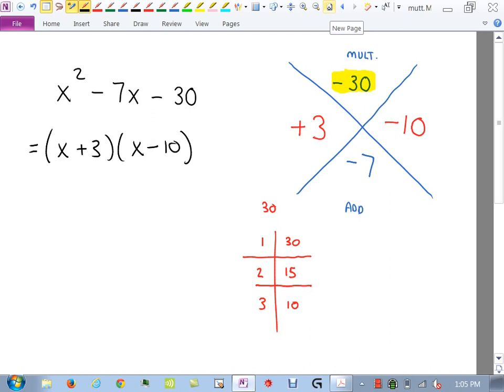Questions? Negative x squared plus x plus 72.